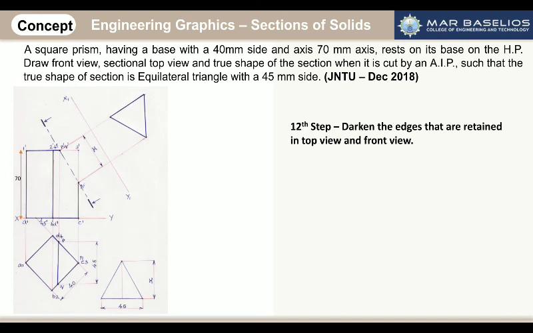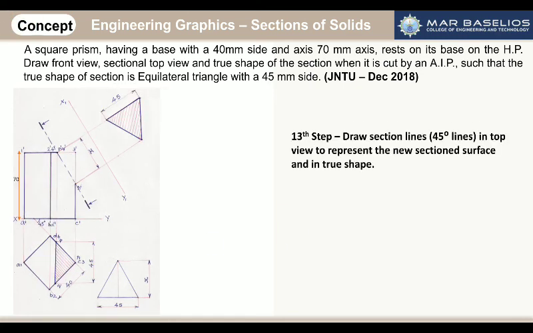And as usual, you have to darken the portion that is getting retained. So this area will be getting removed. This much portion should be drawn using dark lines in the top view and front view. And as usual you can draw the section lines, and you will be getting the true shape like this. You will be getting a perfect equilateral triangle of side 45.